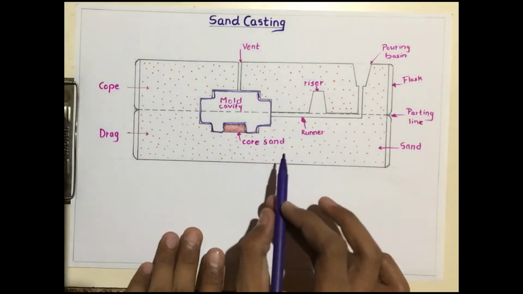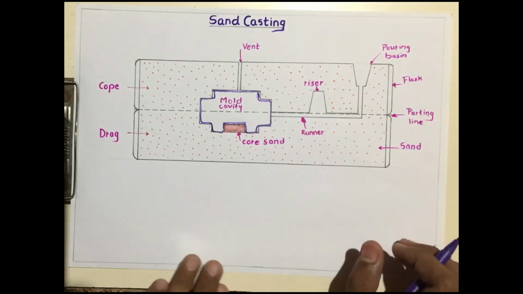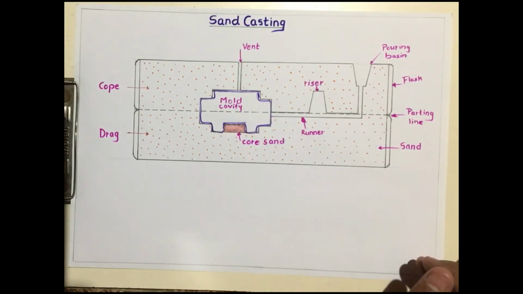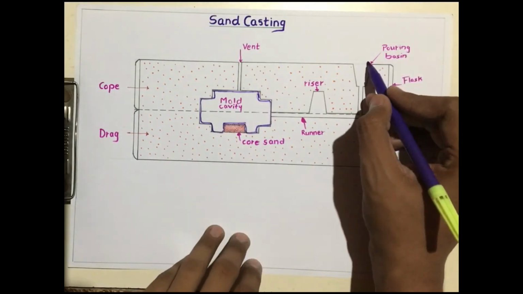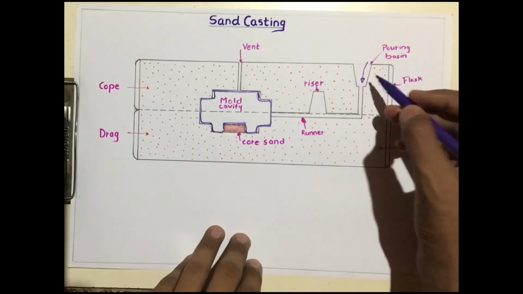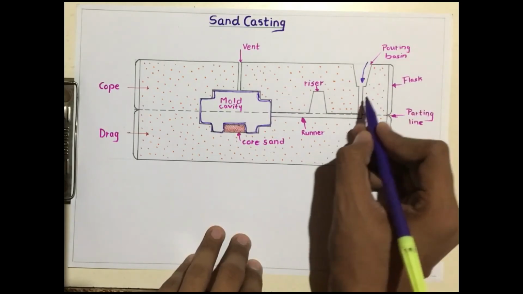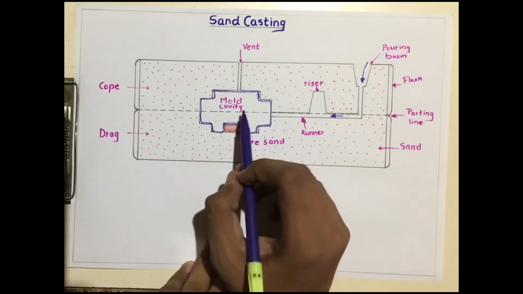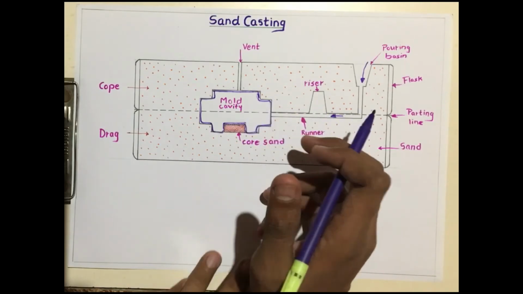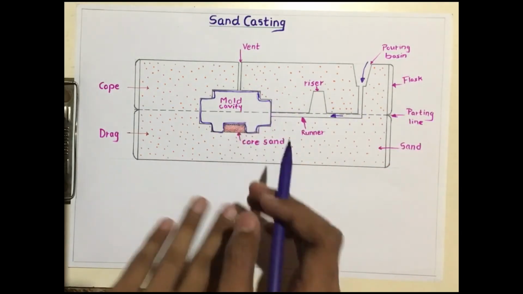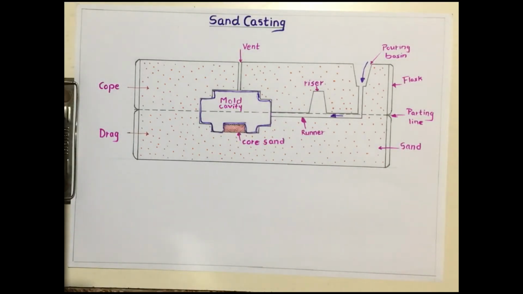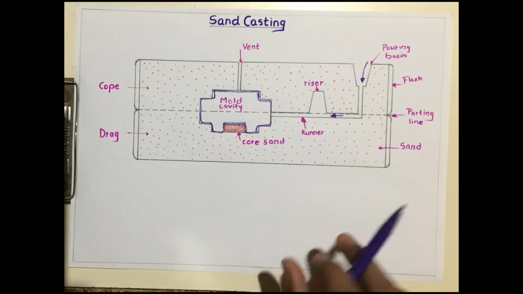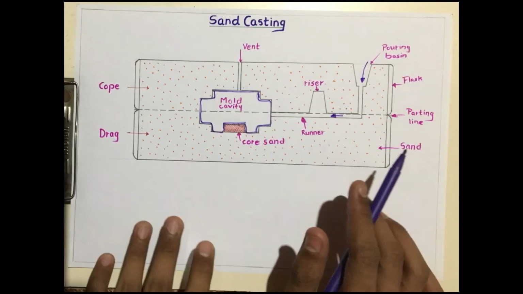Then we should melt the metal in the furnace and after the metal is melted we should pour it in the pouring basin. Then it will pass through this pouring basin and it will go to the runner. Through this it is supplied to the mold cavity. Then after that it is filled in the mold cavity and then we rest it to solidify.